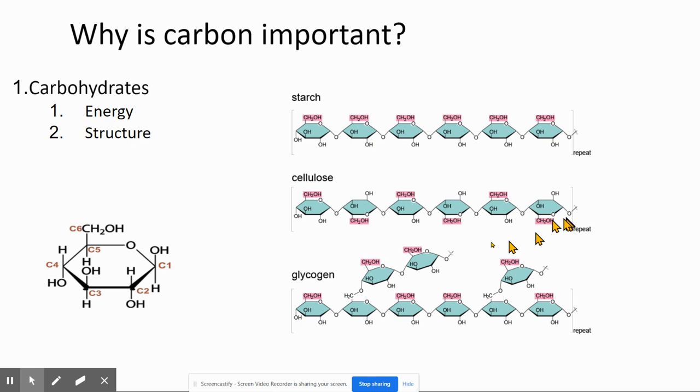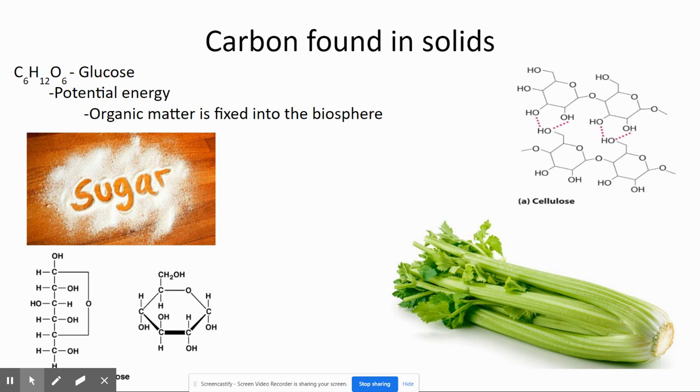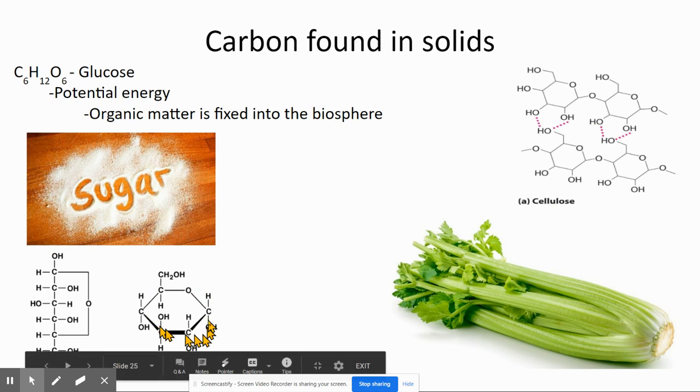This is cellulose, and this cellulose is actually plant cell walls. And if you eat a high fiber diet, you're eating a lot of cellulose. So high fiber diets are supposed to be healthy for you. Again, this is sugar. So this is glucose. Glucose can be in a ring, or it can actually be in a straight line. This is cellulose. So again, you can see these are all carbon. So it has lots of carbon and hydrogen in it.